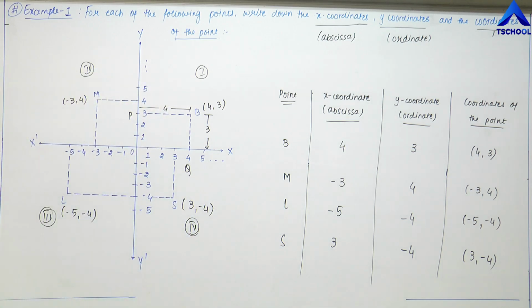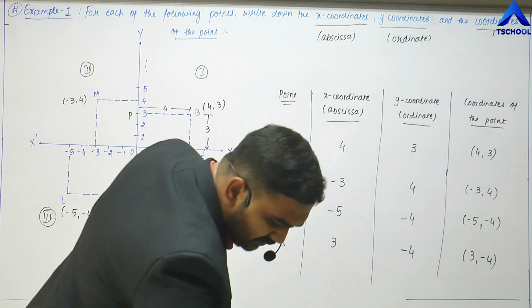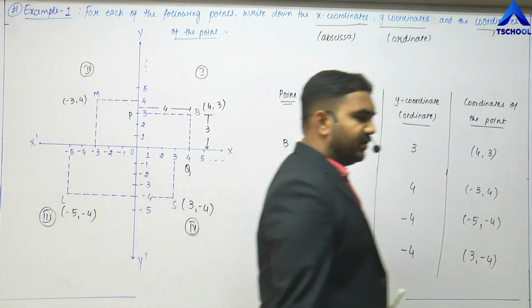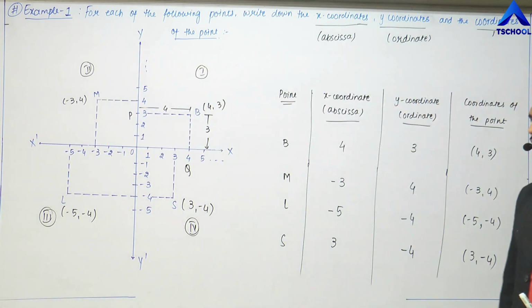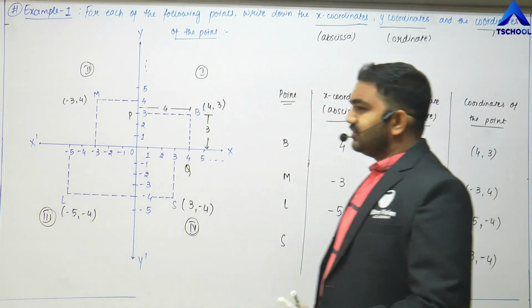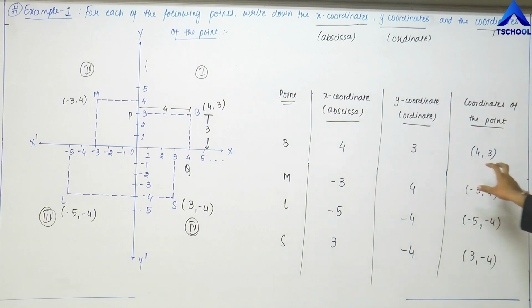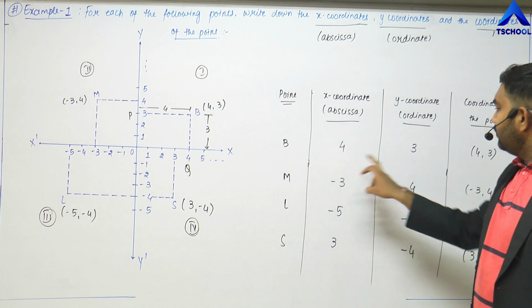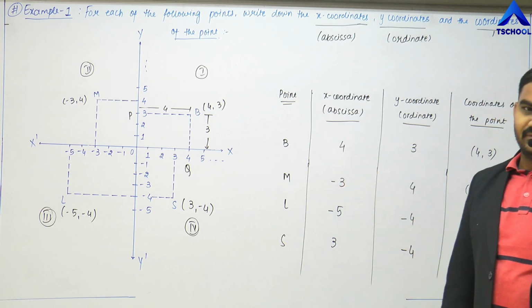Now friends, you can conclude from these 4 points that whenever you have a point in the first quadrant, which is made up of positive x-axis and positive y-axis, both the coordinates, whether x coordinate or y coordinate, will be positive.